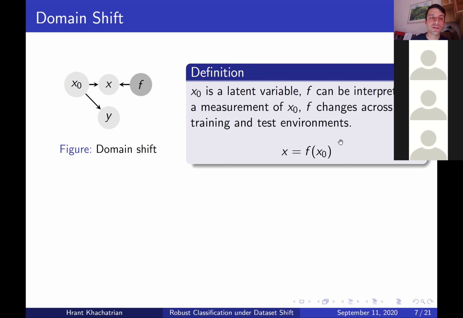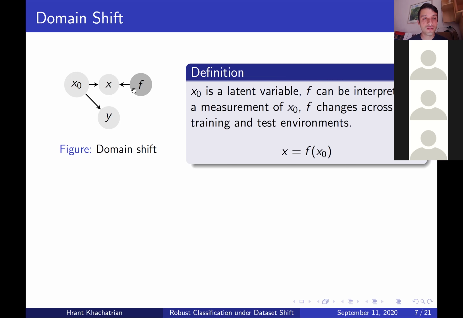Here, f can be interpreted as a measurement of x0. Imagine there is some real-world object x0, and we measure it somehow. For example, we take a photo of it, and this measurement is f, or taking a photo is f, and f is the one that is colored with a darker color, which means that that's what is going to change from training to test environments.